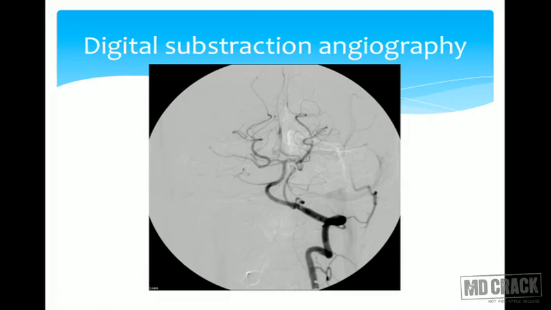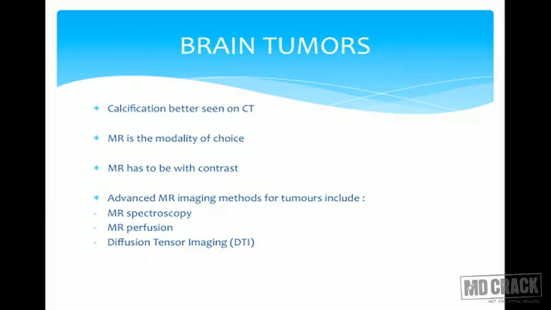Again, like I said, the next choice after you pick up a lesion, digital subtraction angiography is the modality of choice for evaluation of arteriovenous malformations. Coming to brain tumors, calcification is best seen on CT. MRI with contrast is a modality of choice.